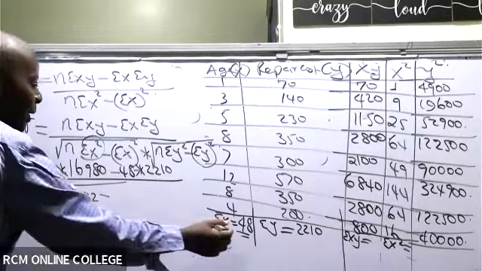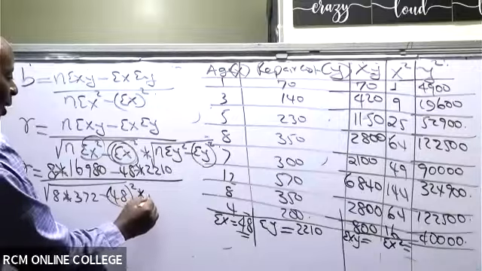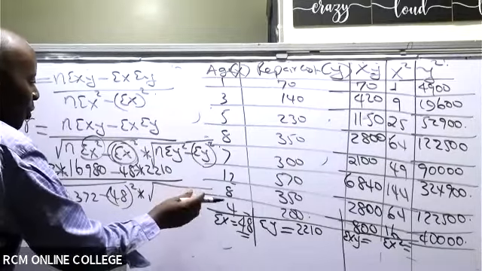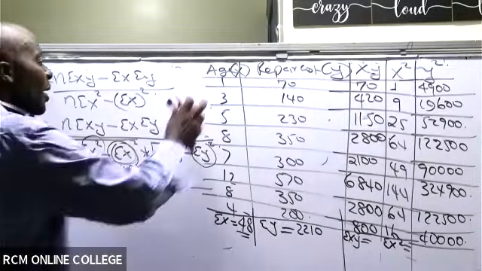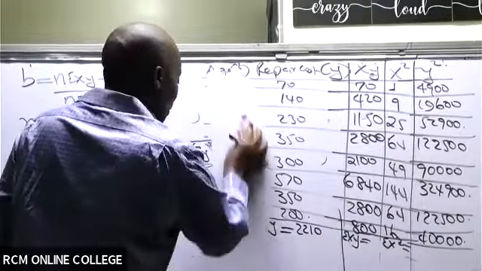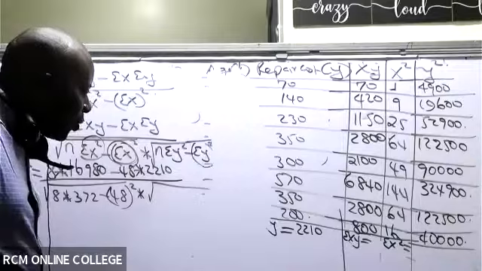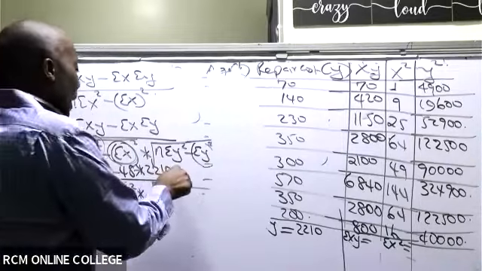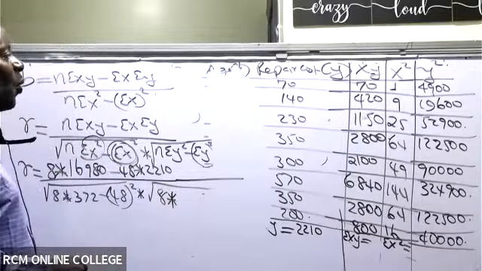Minus summation of x, which is 48. But now this has to be squared. Times, take another square root. So in this other square root, we have, ladies and gentlemen, n which is 8 times summation of y squared.